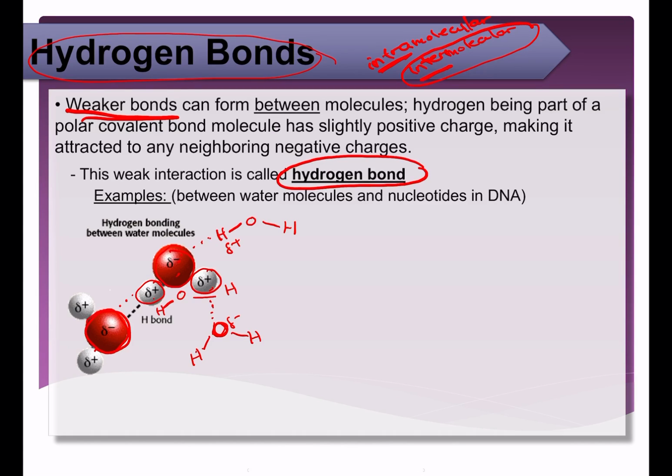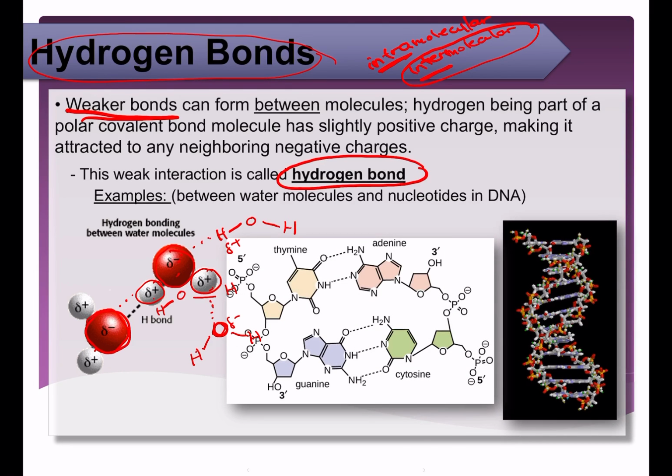So this can go on and on in a whole chain of water molecules that are all linked to each other via these hydrogen bonds, due to the existence of the partial negative charge of the oxygen atom and the partial positive charge of the hydrogen atoms.